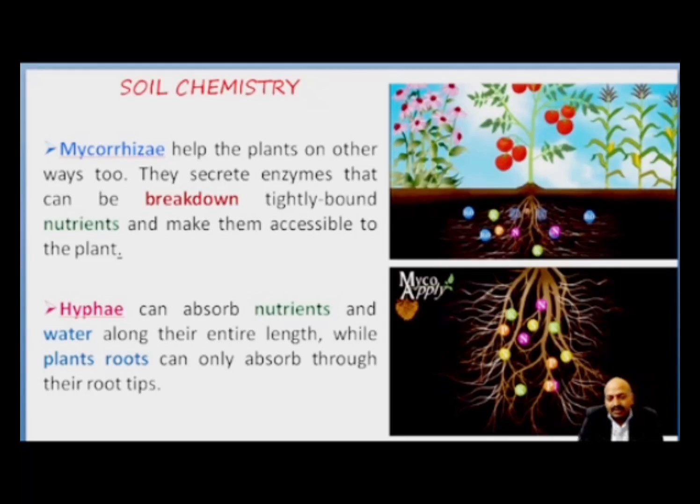Hyphae can absorb nutrients and water along their entire length, while plant roots can only absorb through the root tips. Hyphae are connected with the roots and help secure water and nutrients that are otherwise not available. That makes hyphae work as a means of transport, bringing nutrients from other parts of the soil. So mycorrhizae play a wonderful role, and we'll discuss mycorrhizae in the second chapter.